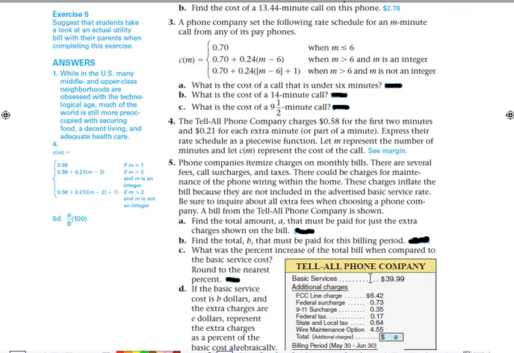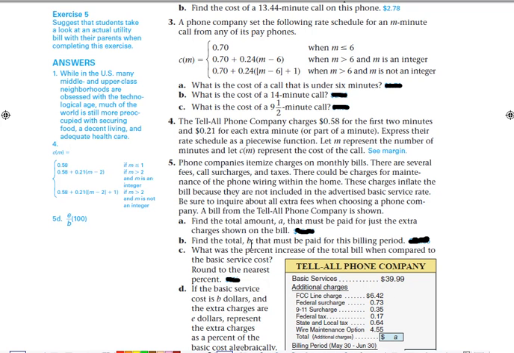Basically, we have to look at the bill over here, analyze the information, and really just need to assess whether you can read the bill. Part A says find the total amount A that must be paid for just the extra charges shown in the bill. Your extra charges are your additional charges here. This is the basic service charge of $39.99. Additional charges are these values here. So we're going to add all those values for that.